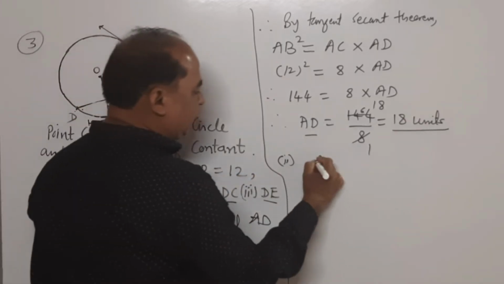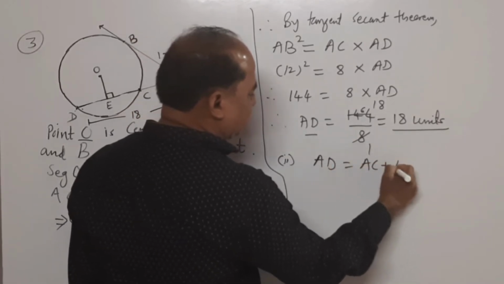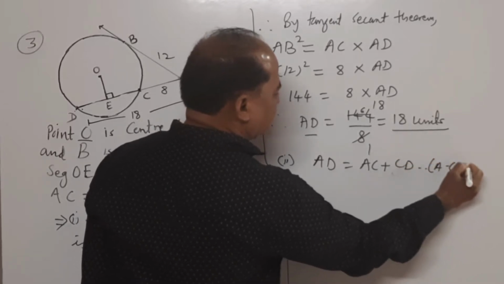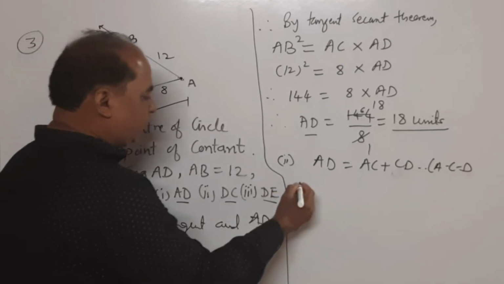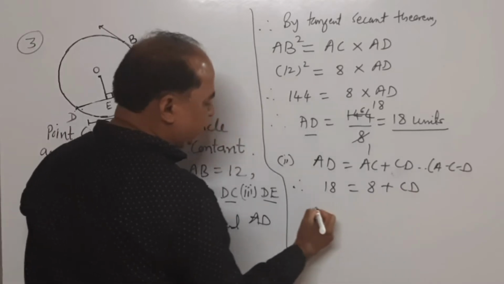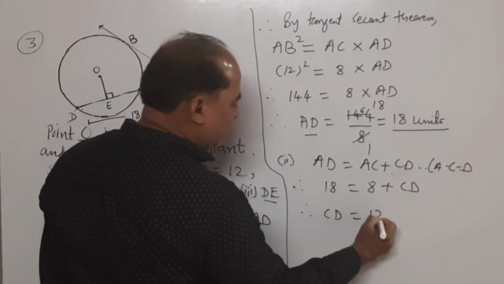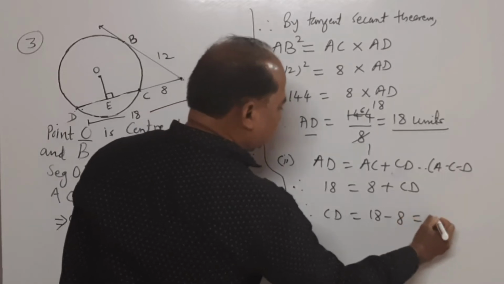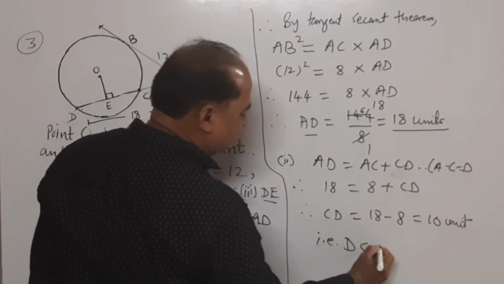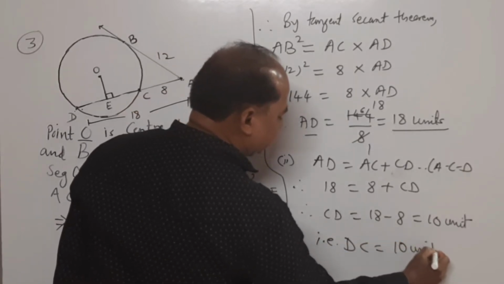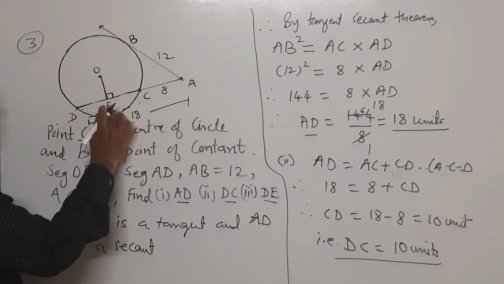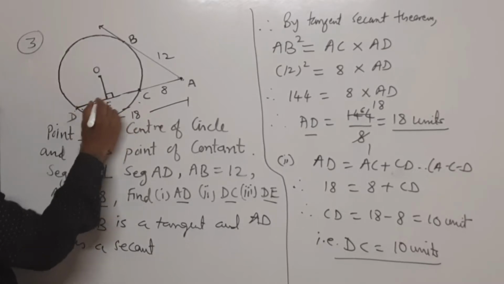So AD is equal to AC plus CD. Therefore, AD is equal to 18, AC is 8 plus CD. Therefore, CD is equal to 18 minus 8, which is equal to 10 units. That is, DC is equal to 10 units. Now we have to find DE.